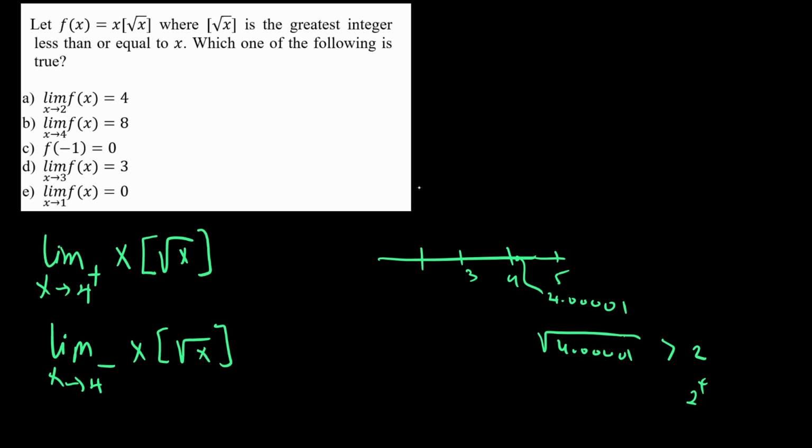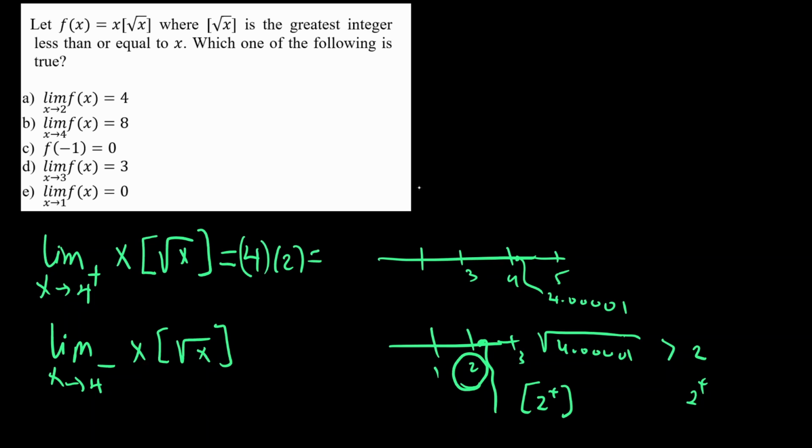Now if you want to take the greatest integer of 2 plus, since this is not an integer and it is a little bit more than 2, so this is 1, 2, and this is a 3, so we're talking about numbers such as 2.0001, for example. It is not an integer, so I will pick up the very first integer to its left, and the answer is going to be 2. So now this limit is going to be equal to 4, since x is going to 4, and the greatest integer of the square root of x is going to 2, so this is 4 multiplied by 2, and the answer to that is just 8.